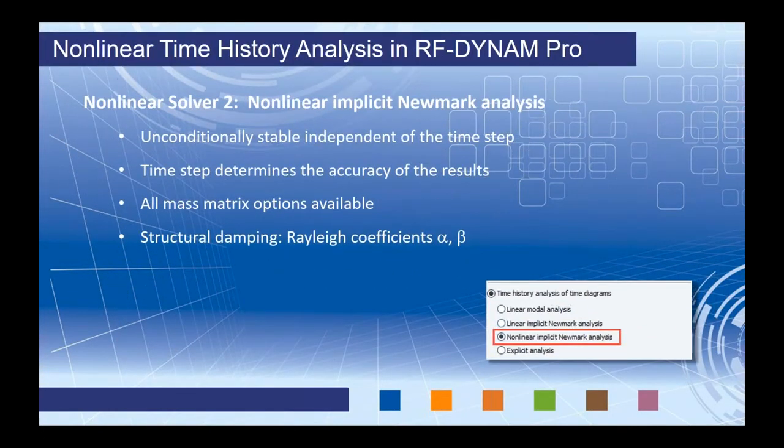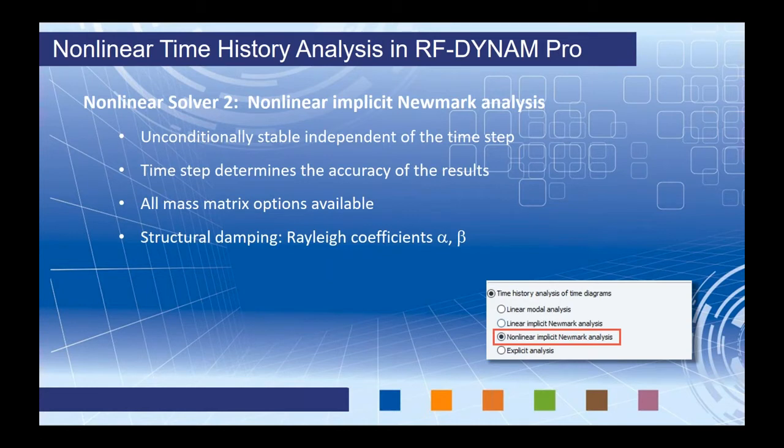The second nonlinear solver is nonlinear implicit Newmark analysis. This provides an unconditionally stable analysis independent of the time step. So unlike the previous solver, we'll always get a stable analysis. However, the time step determines the accuracy of the results. Again, if you're setting a time step that is much too large, your results are going to be inaccurate.